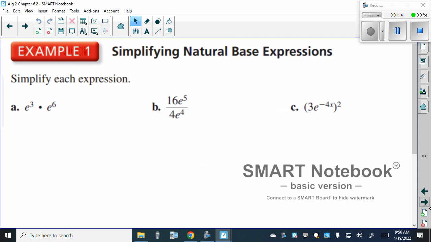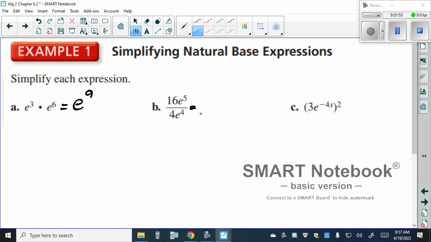So we can do stuff like e to the third times e to the sixth. Well, anytime we have the same base, we can add the exponents. So what would this be? E to the ninth. And we'll leave it as that because it is an irrational number, we're just going to leave it as e to the ninth.